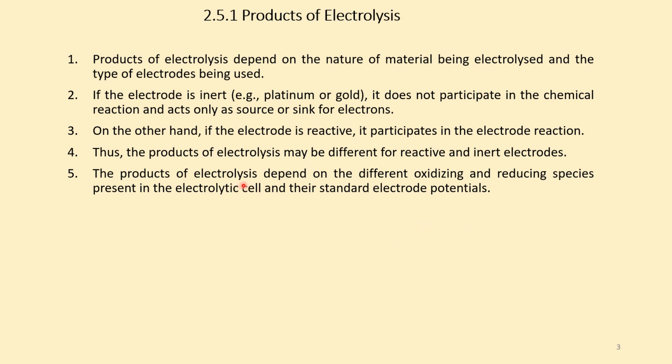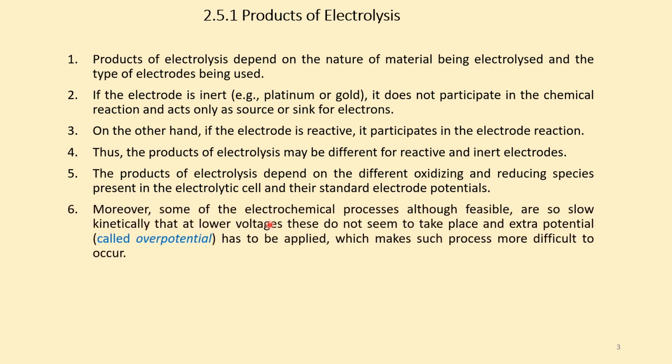The products of electrolysis depend on different oxidizing and reducing species present in the electrolytic cell and their standard electrode potential. So it not only depends on the nature of material to be electrolyzed and type of electrode, but also on the standard electrode potential as well as oxidizing and reducing species. Some electrochemical processes, although feasible, are so slow kinetically that at lower voltages these do not seem to take place and an extra potential called overpotential has to be applied, which makes such process more difficult to occur.